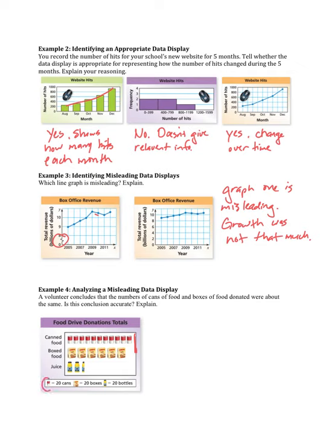Each little picture of a can in our pictograph is worth 20 cans. We have 1, 2, 3, 4, 5, 6, 7, 8, 9, 10, 11 cans. So 11 times 20, that's 220 cans. And each picture of cereal is also worth 20. 1, 2, 3, 4, 5, 6. Ooh, 6 times 20. That's only 120 boxes of food. And the bottles, we have 20 plus 20 plus 10, that's 50. So I would say no, this conclusion is not accurate.